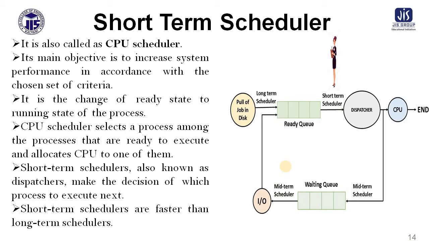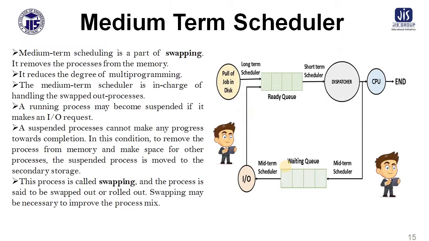Okay, so the short-term scheduler is faster than the long-term scheduler. So these are the points you have to remember. Next one is the midterm scheduler. So this person is the midterm scheduler. Just remember that. Midterm scheduling is part of swapping.